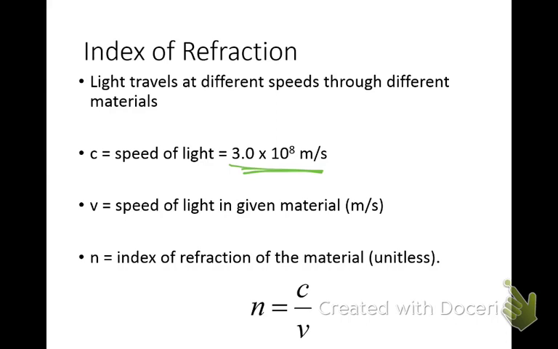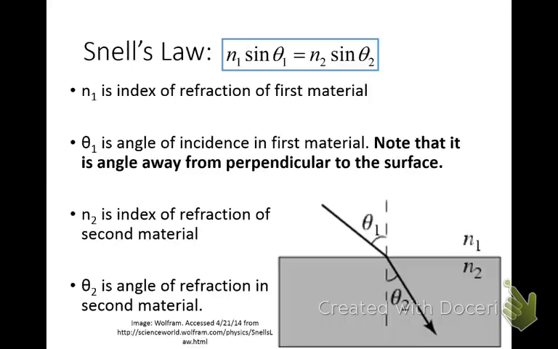The index of refraction is simply the ratio between the speed of light in a vacuum and the speed of light in that material. The index of refraction can also be used to figure out how much light is going to bend as it passes from one material to another. This is called Snell's law. It's just n1 sine theta 1 equals n2 sine theta 2, where n1 is the index of refraction of the first material, theta 1 is the angle of incidence.